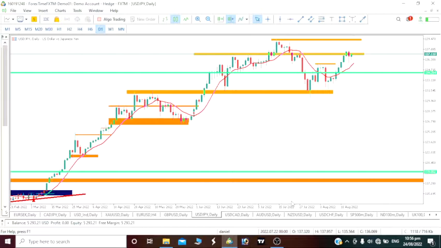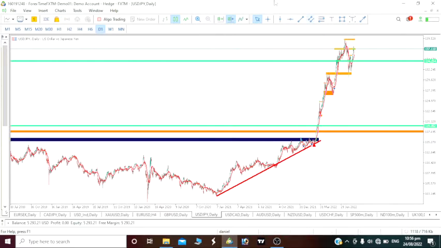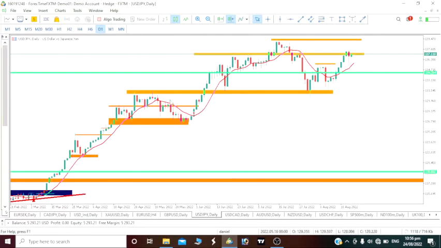Starting with our daily time frame, USDJPY. We will start with our USDJPY daily time frame. Full trend, uptrend, rally movements upward as you all can see. And I've highlighted some key levels.